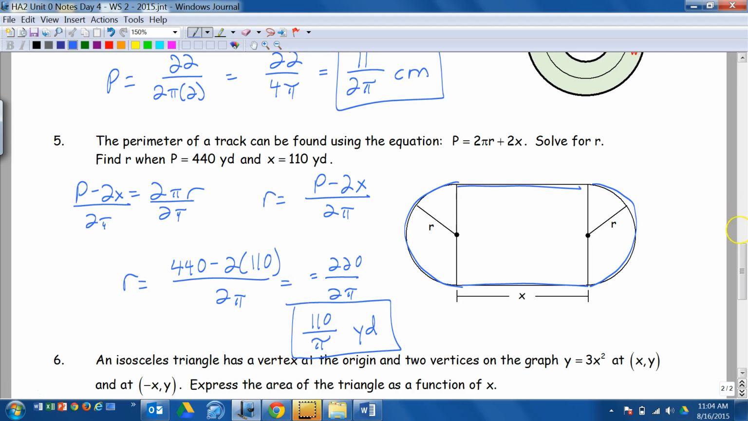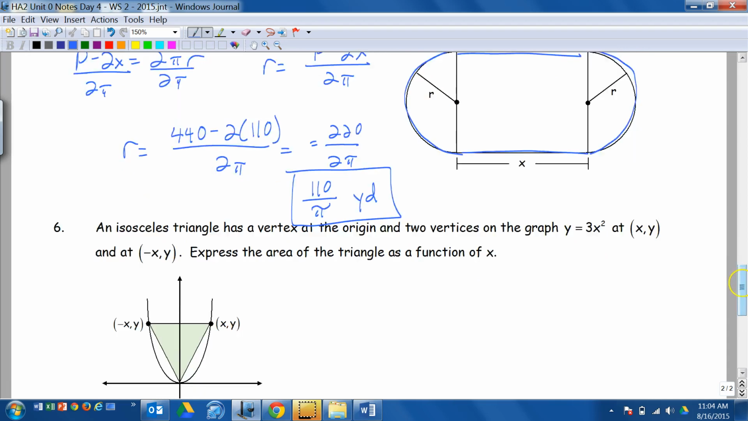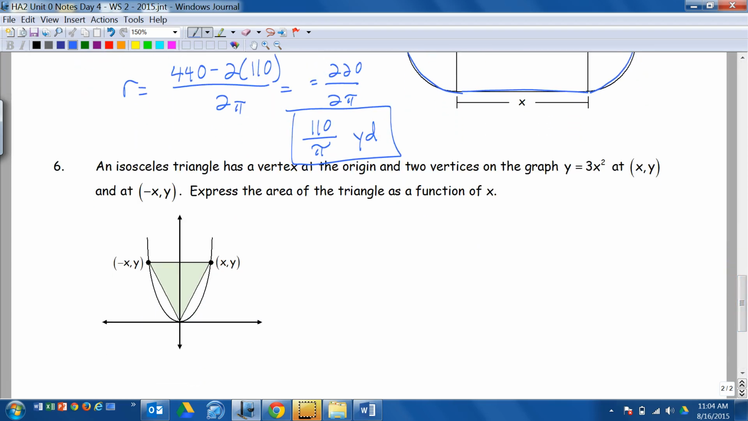Okay, last two problems. These are kind of fun, and actually these are kind of important problems you'll see. It's using graphs and substitution to solve equations to get them down to one variable. So we have an isosceles triangle that has a vertex at the origin. So here's 0, 0. We know that. And two vertices on the graph of y equals 3x squared. So that's what this graph is. Y is representative of that. So what we're going to do is find the area of this triangle as a function of x right now.